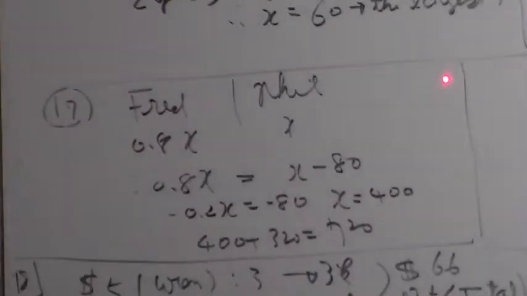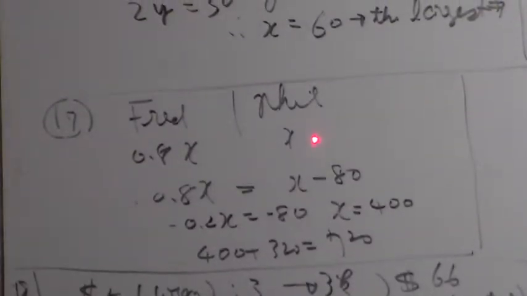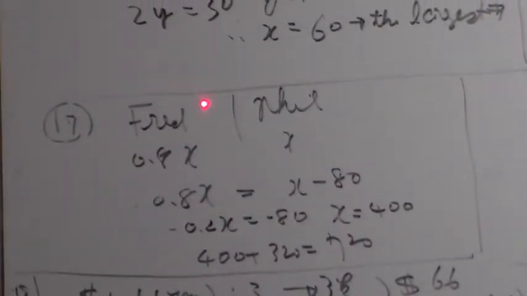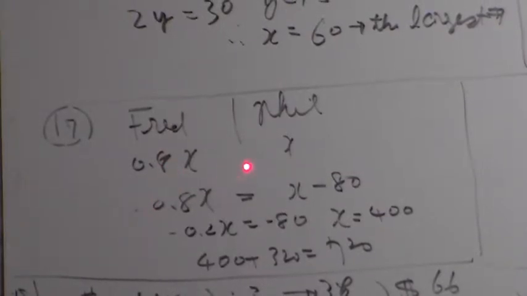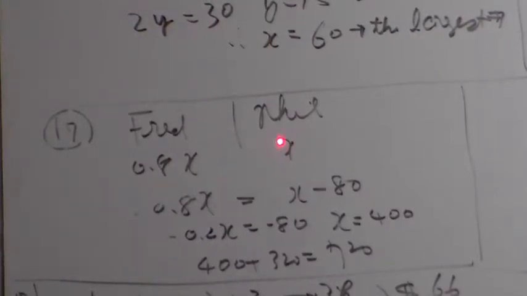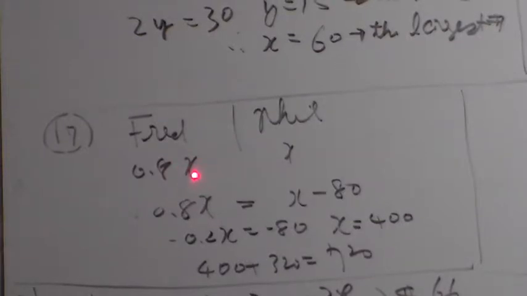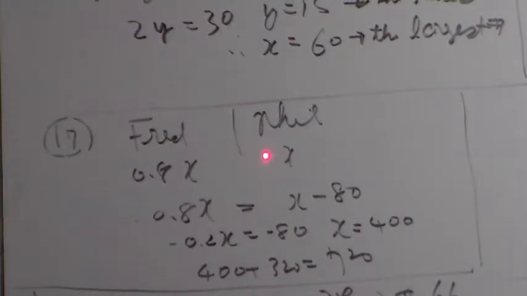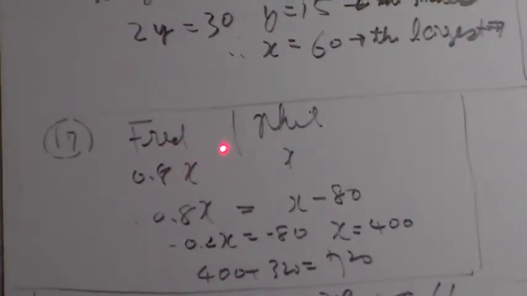Okay, next one is Fred and Phil, they have seashells. Fred has 80% of Phil's. So here we say Phil has x shells. Then Fred has 0.8x shells. Then okay, they say Phil has 80 more shells than Fred.